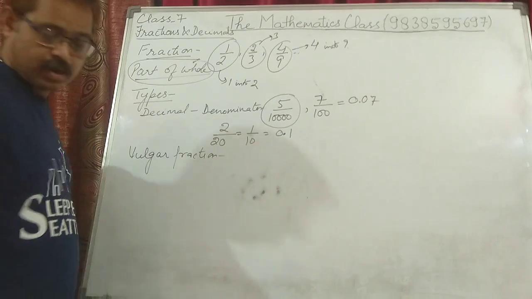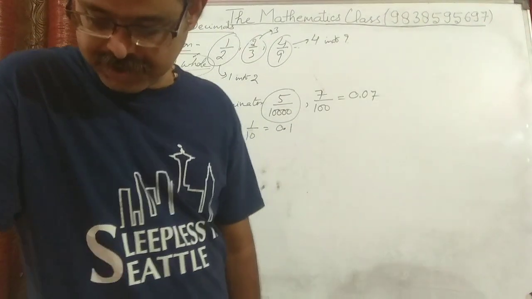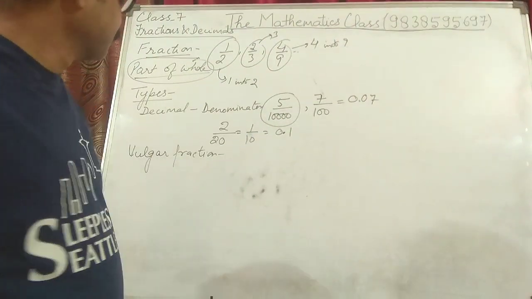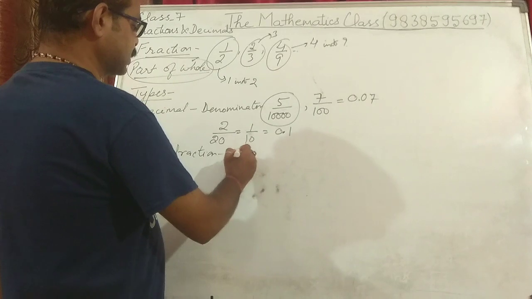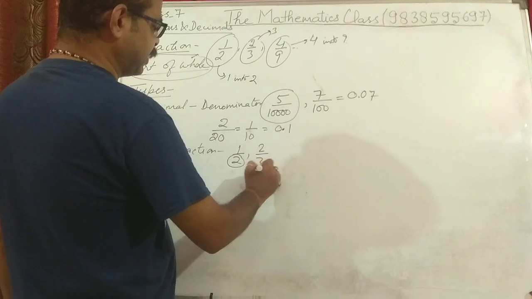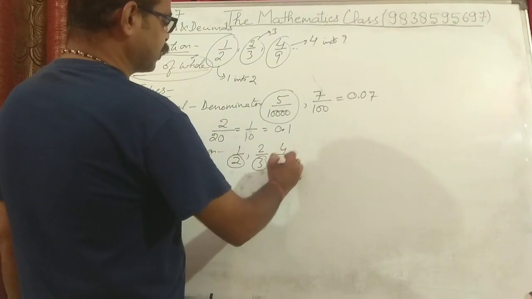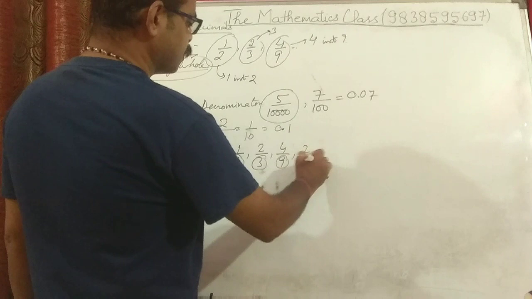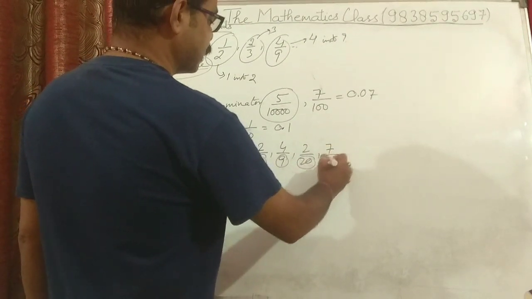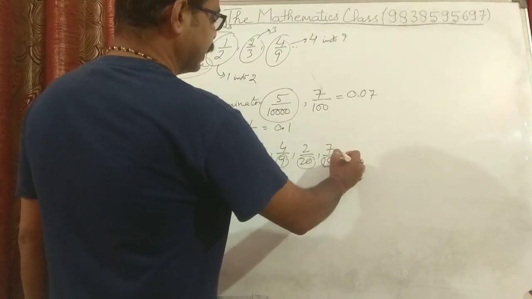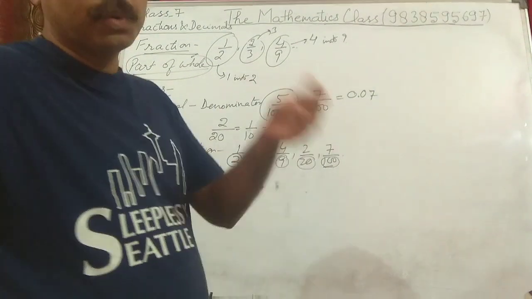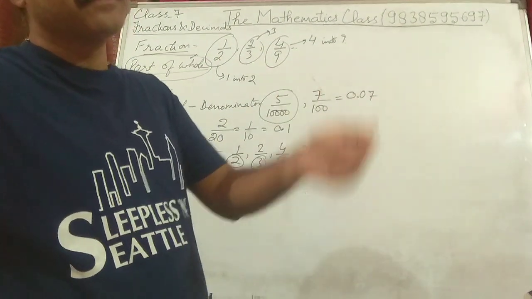Next is your vulgar fraction. Now what is the meaning of vulgar fraction? Whose denominator is a whole number. Suppose I say 1 upon 2, so the denominator is a whole number, this is a vulgar fraction. 2 upon 3, denominator is a whole number, vulgar fraction. 4 upon 9, denominator is 9, it is a vulgar fraction. 2 upon 20, denominator is a whole number, it is a vulgar fraction. 7 upon 100, denominator is a whole number, it is a vulgar fraction. So what is a vulgar fraction? Any fraction whose denominator is a whole number.